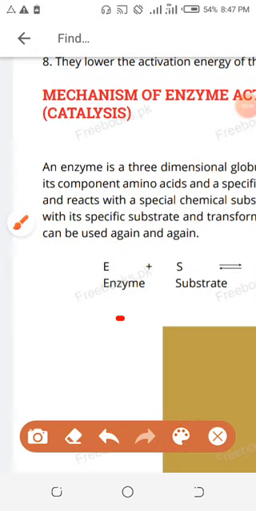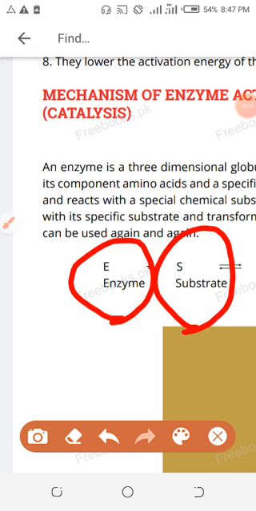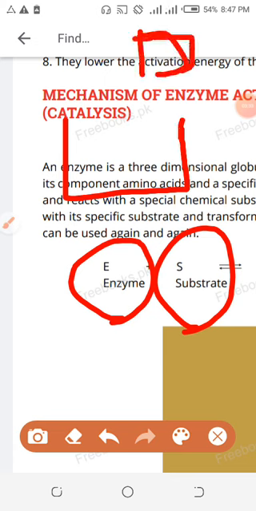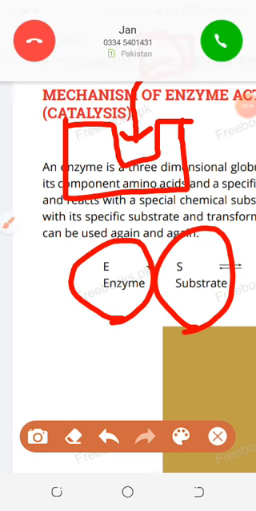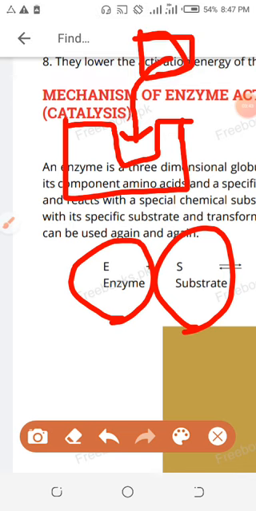Look here, what is happening? E means enzyme, S means substrate, they both combine. This is the enzyme and this is the substrate. The substrate comes to the active site and combines with the active site. What will happen when the substrate combines with the active site? It will form the ES complex. The ES complex will be formed here.